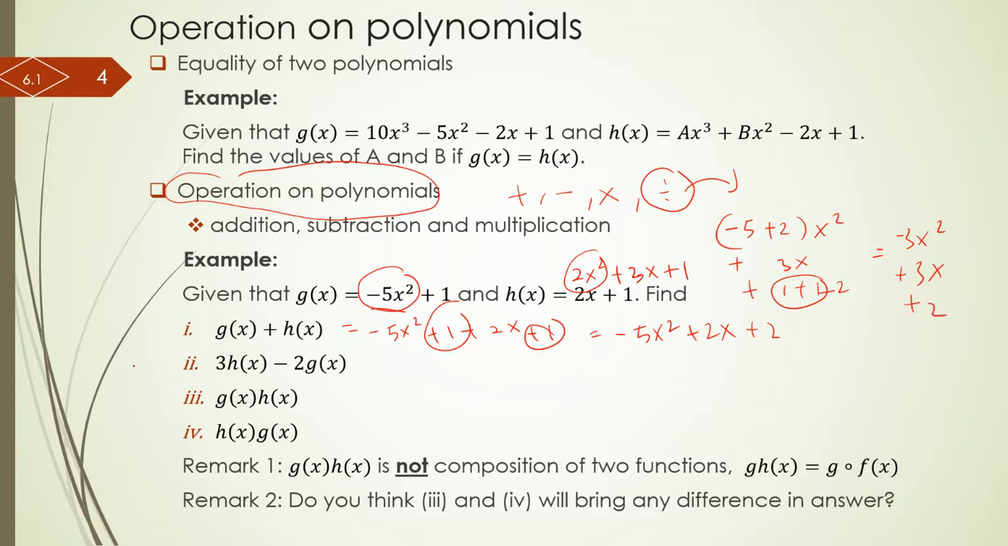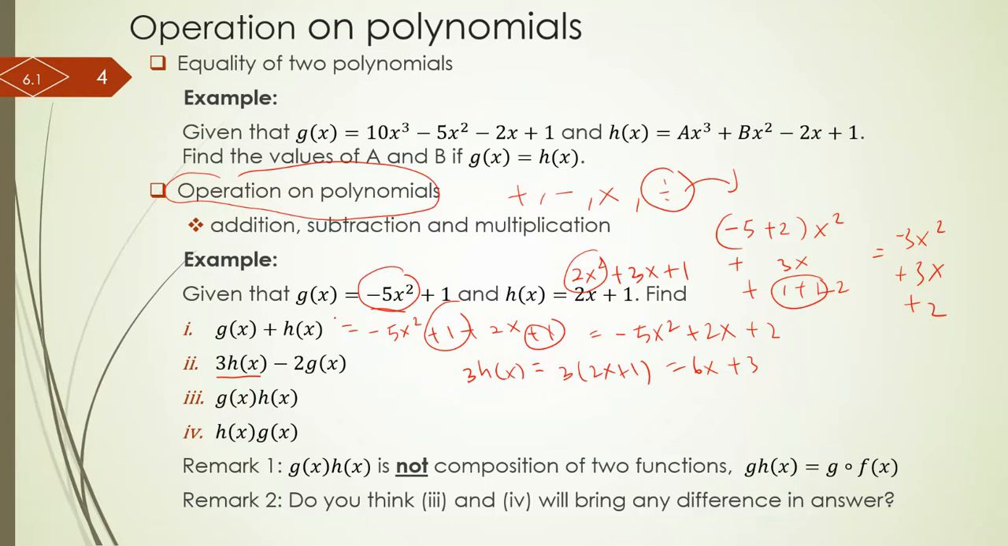What if you have 3h(x)? What is 3h(x)? I take my 3 multiplied with 2x plus 1, so I'm going to have 6x plus 3. The rest you can do by yourself.